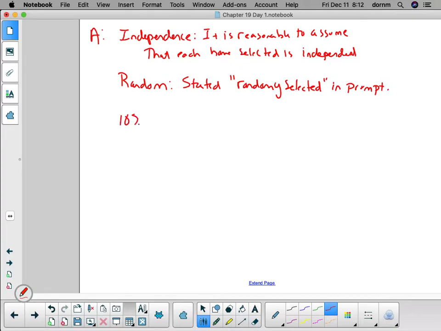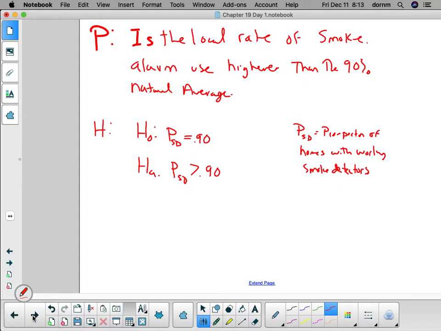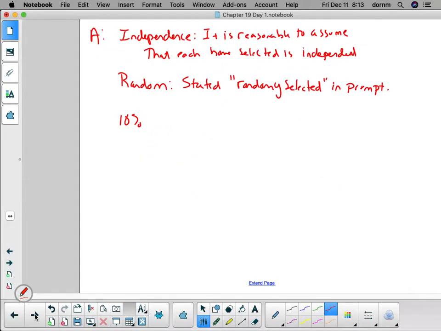10%. They surveyed 400 homes, right? If you look back, random was 400 households. It says it was a city, so 10%, 400 is less than 10% of all homes in a city. Okay, if it said it was like a small town, 400 might be too many, but good enough.